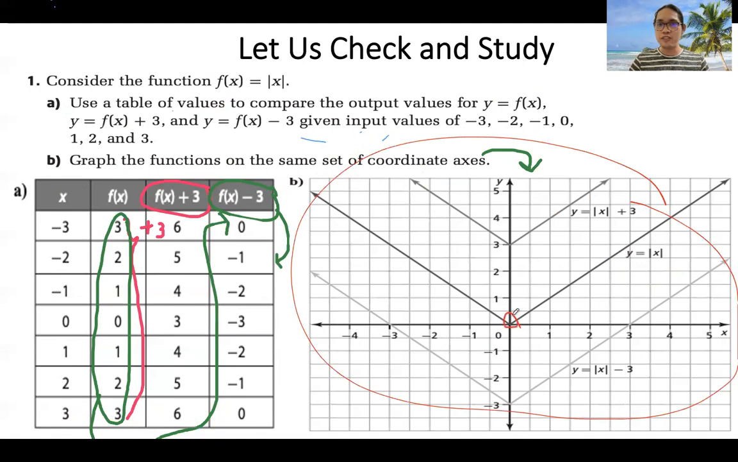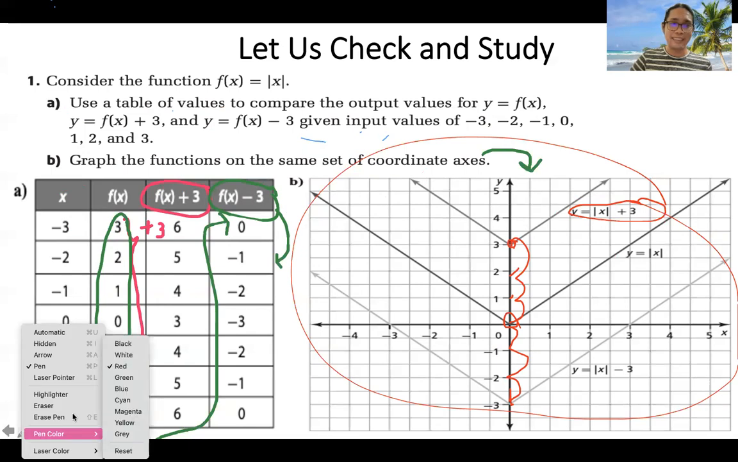Okay, from the base function, it moves up. How many? Okay, 3 units, from 1, 2, 3. So it moves 3 units up to have the absolute value of x plus 3. And for the absolute value of x minus 3, it moves downward. How many times? 3 times. Yes, exactly. So that's your observation perhaps.